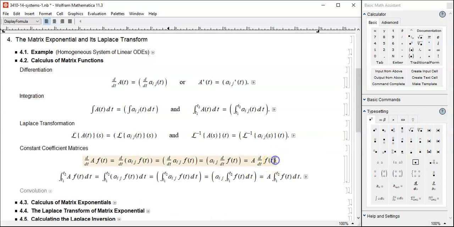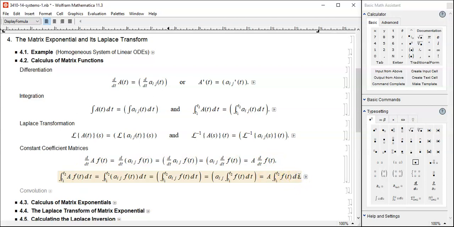Finally, let's talk about constant coefficient matrix. In short, I can take the constant coefficient outside of the derivative like this, or I can take the constant coefficient outside of the integral like that.